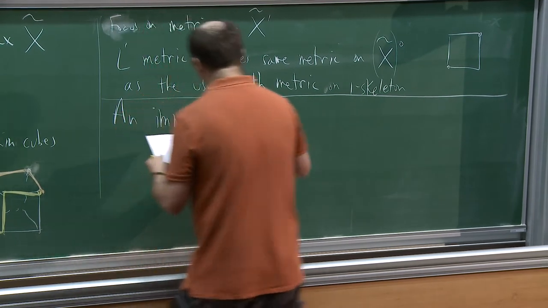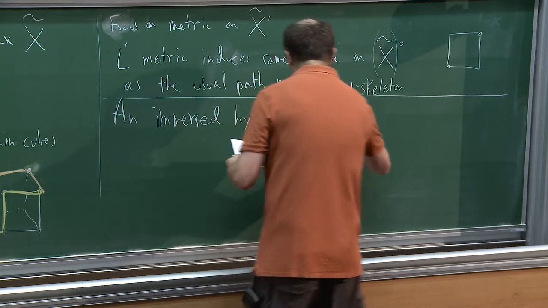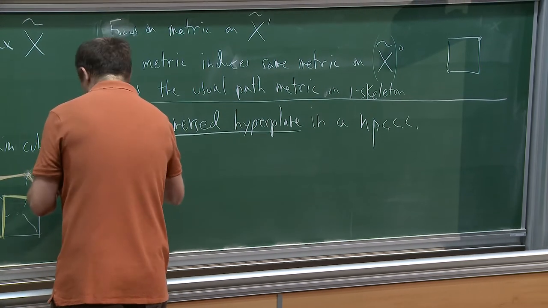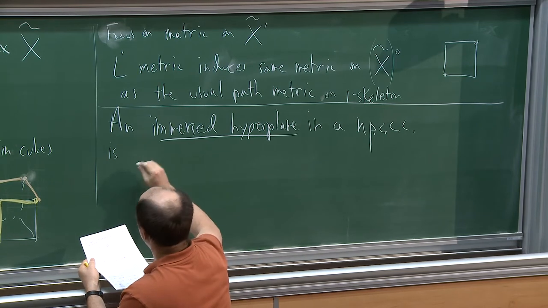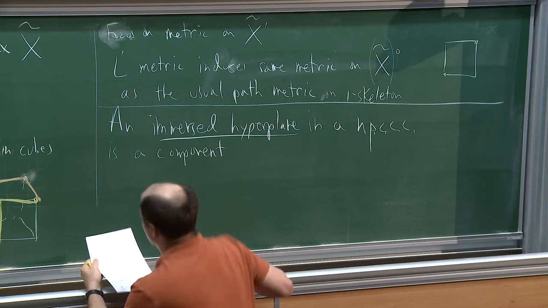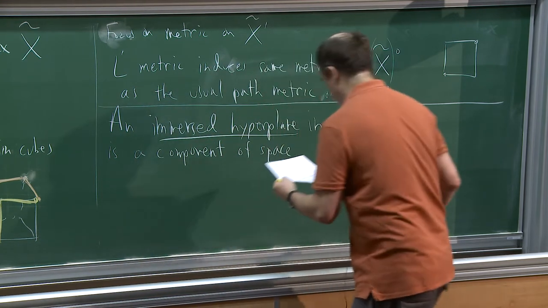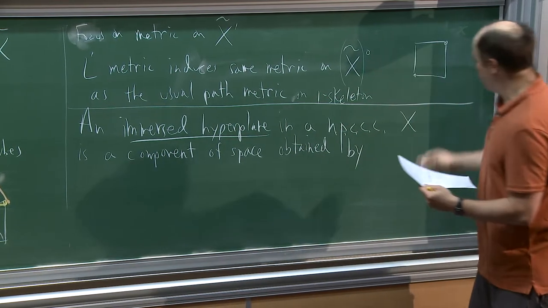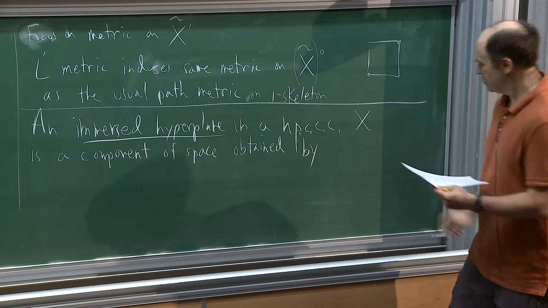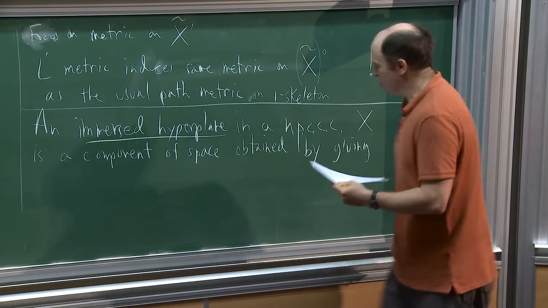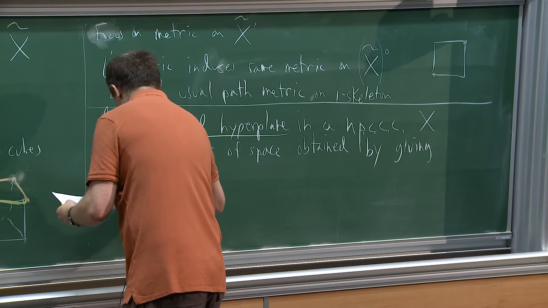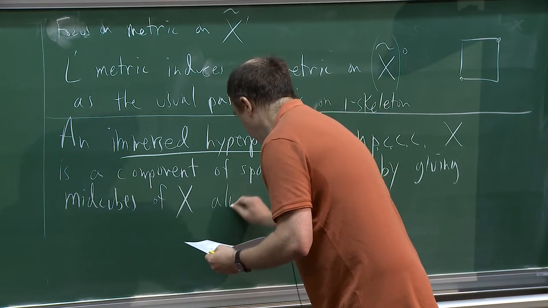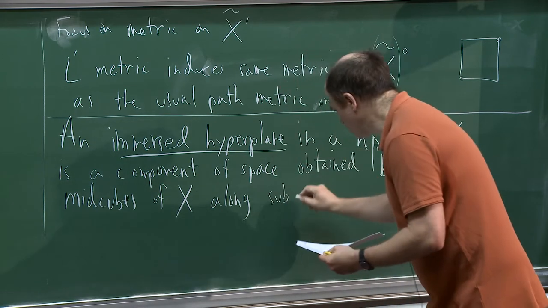An immersed hyperplane in a non-positively curved cube complex, you already know what it is. Let me say it in a slightly more formal way. It is a component of the space obtained by starting with the disjoint union of the mid-cubes of cubes of X and gluing them together, gluing mid-cubes of cubes of X together along sub-mid-cubes. I'll just say along sub-cubes.